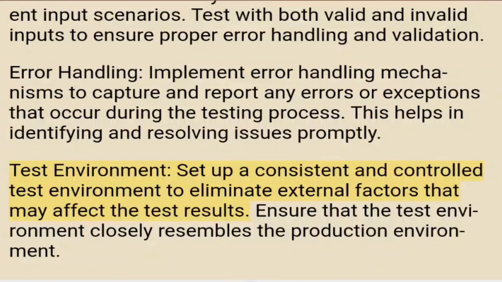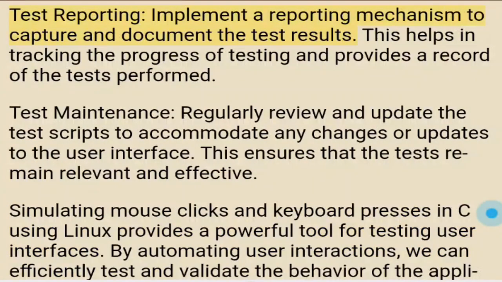Test environment. Set up a consistent and controlled test environment to eliminate external factors that may affect the test results. Ensure that the test environment closely resembles the production environment. Test reporting. Implement a reporting mechanism to capture and document the test results. This helps in tracking the progress of testing and provides a record of the tests performed. Test maintenance. Regularly review and update the test scripts to accommodate any changes or updates to the user interface. This ensures that the tests remain relevant and effective.